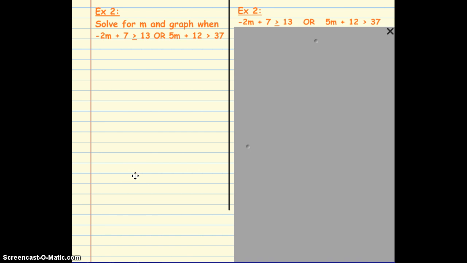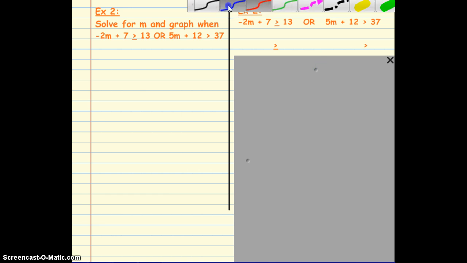Alright, example 2. We need to solve for the variable m, and we're going to graph when we have negative 2m plus 7 is greater than or equal to 13, or 5m plus 12 is greater than 37. So we're going to, again, solve these separately, and one or the two of them needs to be true. So negative 2m plus 7 is greater than or equal to 13. We've got to get rid of the 7 first, so we'll subtract 7 from both sides, and we get negative 2m is greater than or equal to 6.